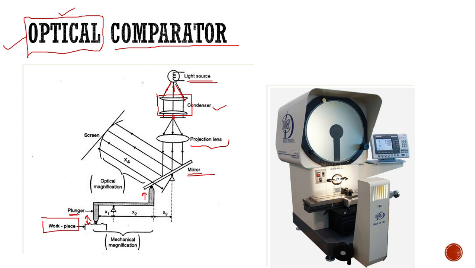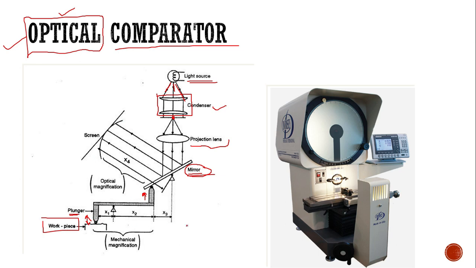The upward movement of this plunger, with the help of some pivot point, will cause an upward movement of this arm. Any little upward movement will cause this mirror to change its angle. Now if this angle is changed, there will be a change in the rays coming on the screen where the image is generated.